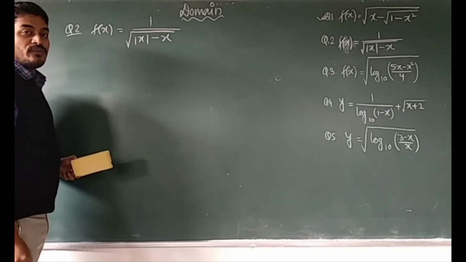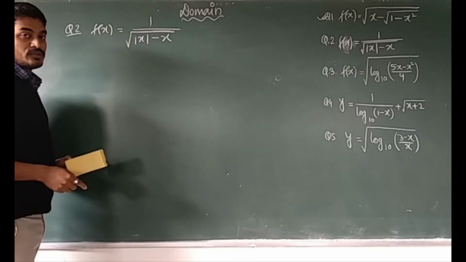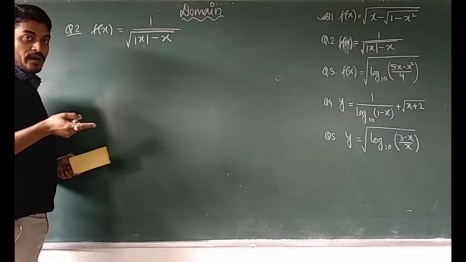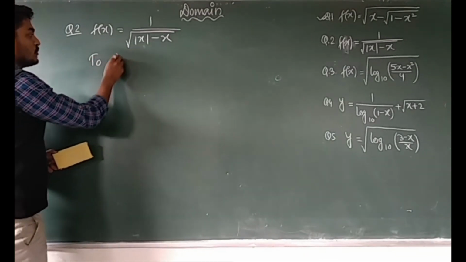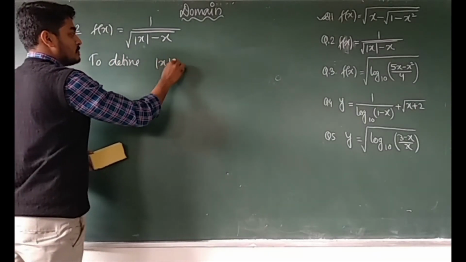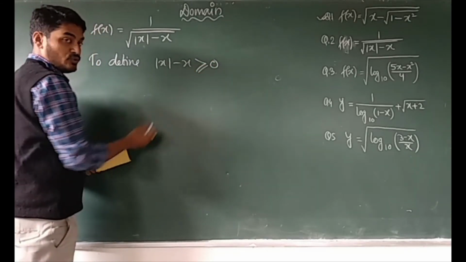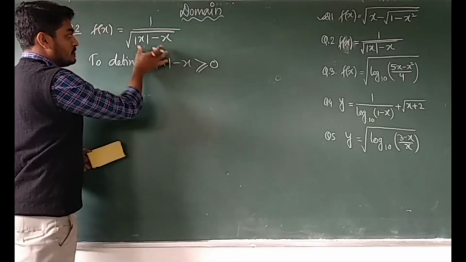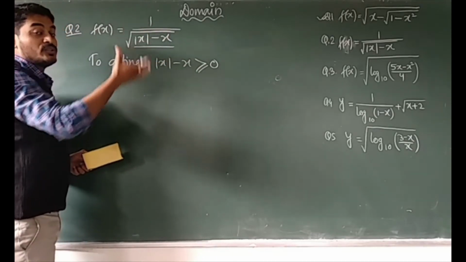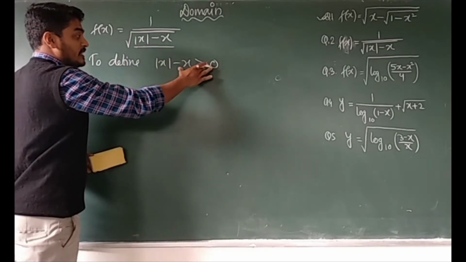We know that to define a rational function, the denominator should not be equal to 0. And as the term in the denominator is under the square root, to define it, modulus of x minus x should be greater than 0. This expression cannot be equal to 0. Do you know why? If this expression becomes 0, then it will not be defined. 1 by 0 is not defined. That's why this expression should be strictly greater than 0.